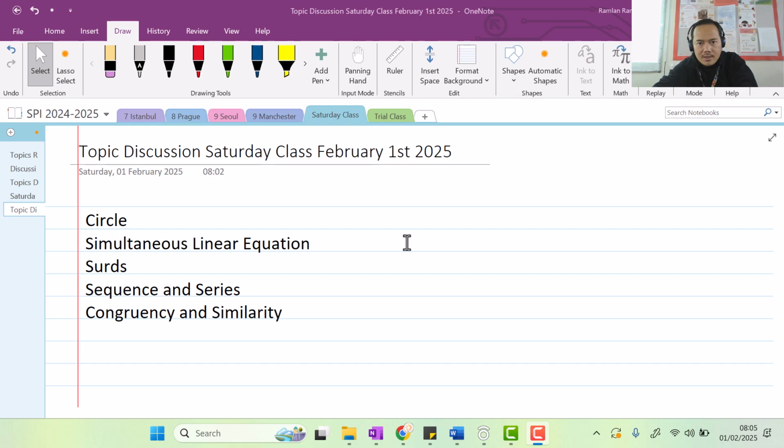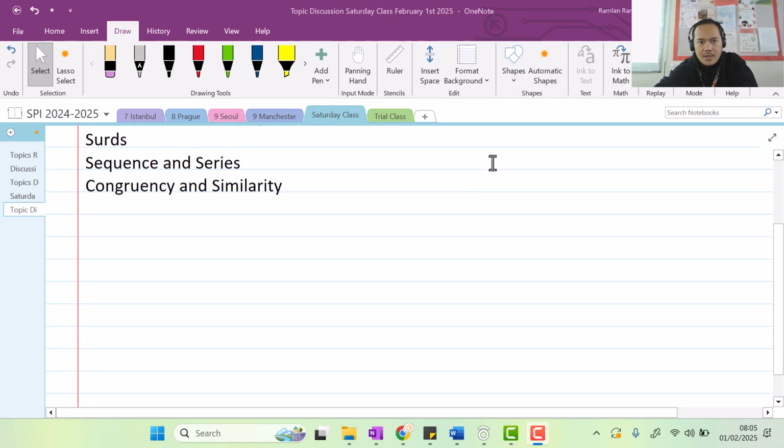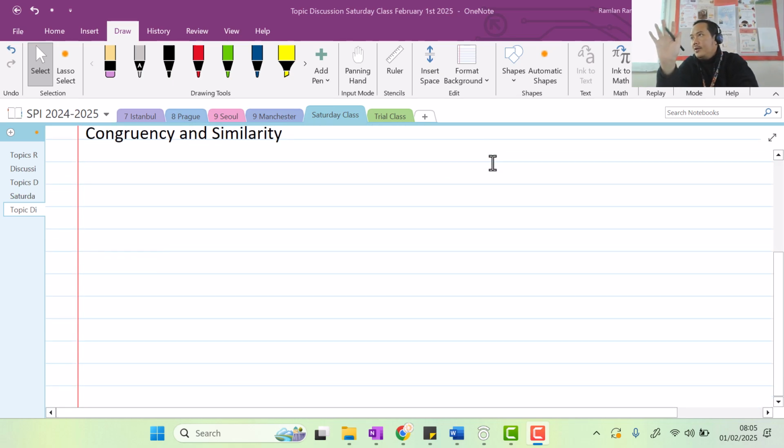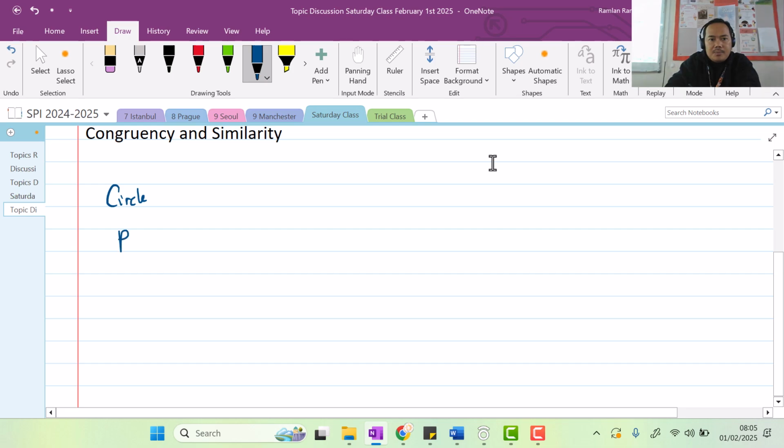So let's start. In circles, there are a couple of formulas that you need to remember, because I'm not giving you the formulas, guys, so you need to memorize them. The first one is about perimeter. Remember what the formula is? That'll be 2 pi r. Very good. And for the area, it's pi r squared.